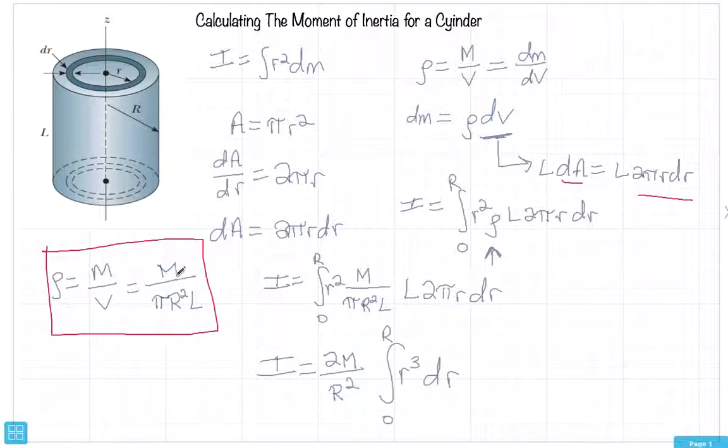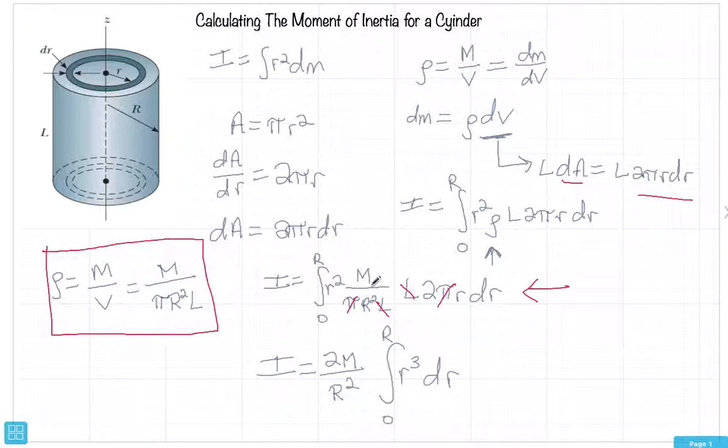So the volume and the mass of the whole cylinder are in this term: M over pi times R squared times L. This is the density of this entire cylinder. And if we plug that in for rho, we end up getting this lovely mess that we have to do something with. Some cancellations happen. These L's go away, these pi's go away, and we can pull out a lot of things here.